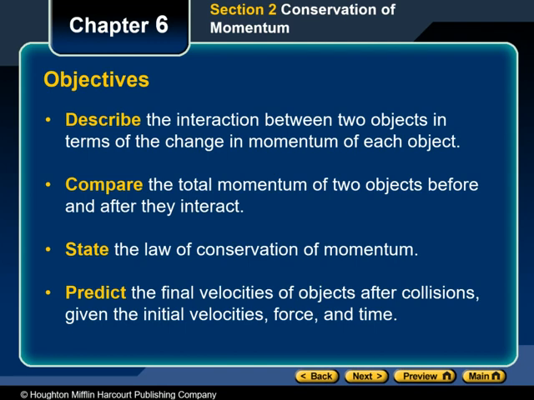At this point, you should be able to describe the interaction between two objects in terms of the change in momentum of each object, compare the total momentum of two objects before and after they interact, state the law of conservation of momentum, and predict the final velocities of objects after collisions given the initial velocities, force, and time.